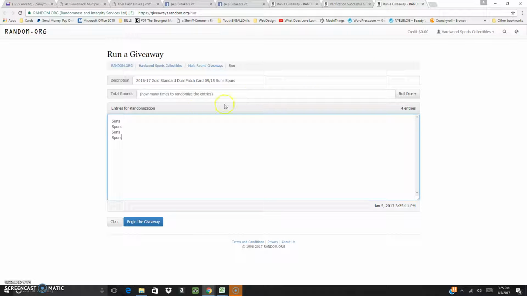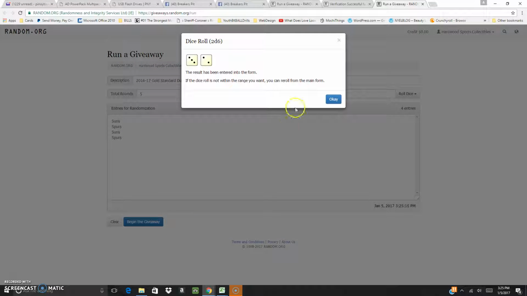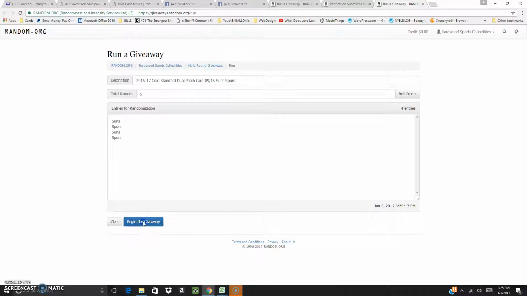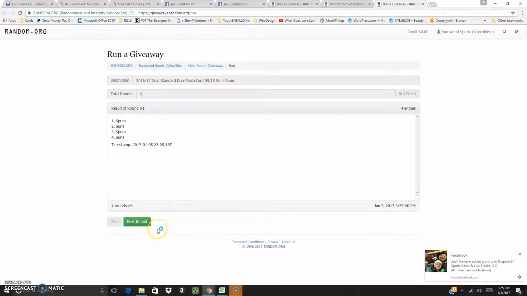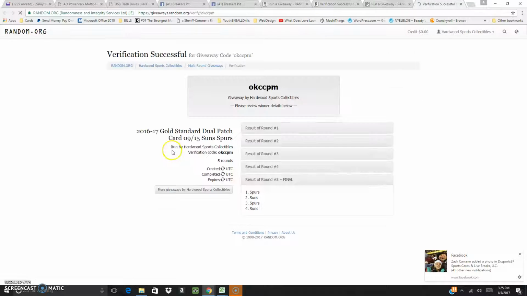And then we're gonna do the Suns Spurs. Here we go. Oh wait, I gotta do this. All right, five times. One, two, three, four, and five. Spurs. Whoever the heck owns the Spurs. Okay. Spurs wins that card. Congratulations. And there goes that.